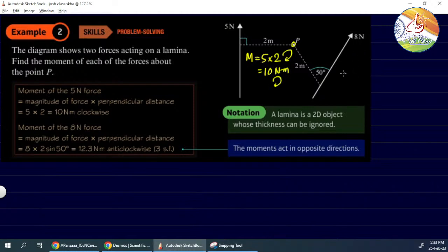Then this one, what is the moment due to this force? This will be 8 into, now if here you can take perpendicular distance, right? So this perpendicular distance will be 2 times sine 50. Or you can take the component of the force itself. If this is confusing you, you can just take the perpendicular component of the force. So what is this component of force? This will be 8 into sine 50 now.